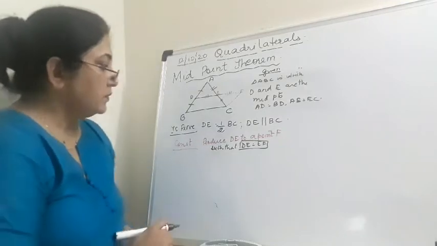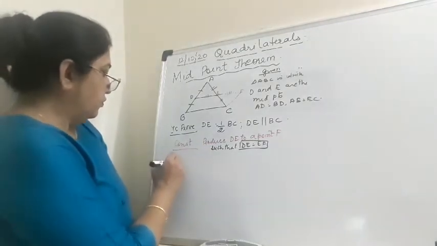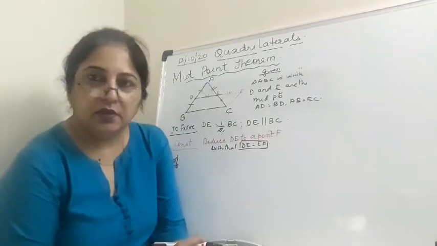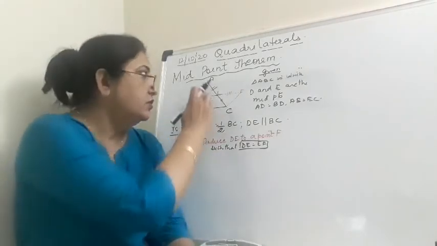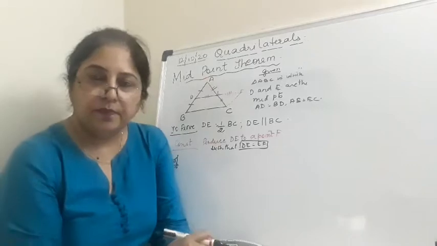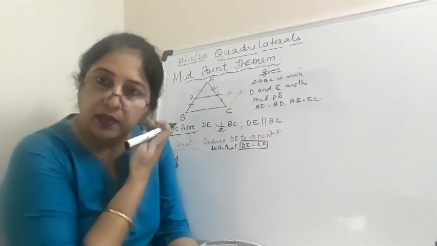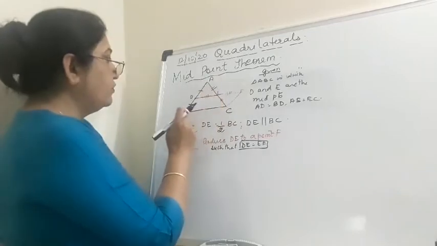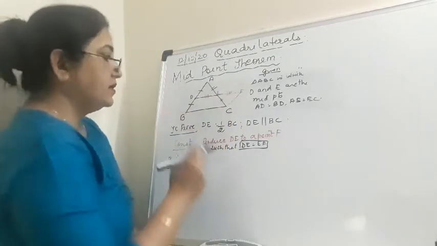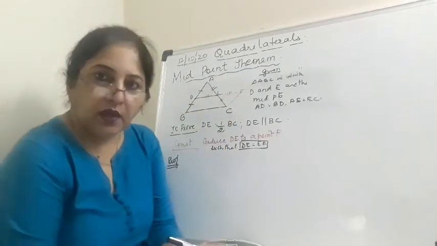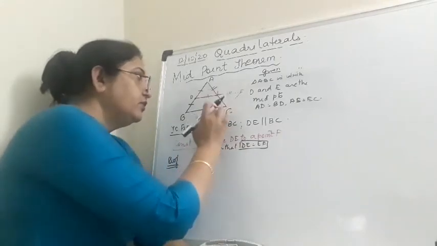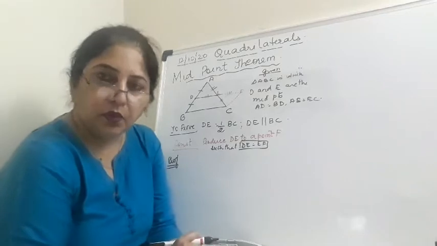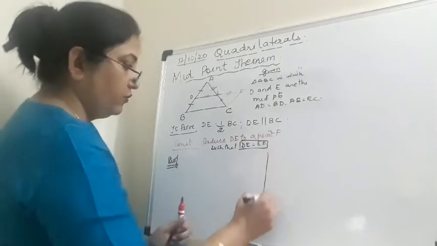Now, the first part of the proof, first I'll explain to you children what we'll do in this proof. We will first prove these two triangles to be congruent. Why are we proving them to be congruent? Because when we prove them congruent, after that we'll prove that BCFD is a parallelogram. And when this is a parallelogram, we can prove that these opposite sides are equal and parallel. So let's start with the proof.